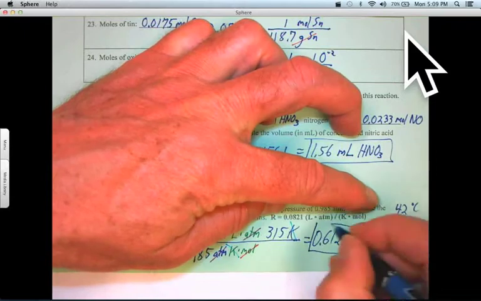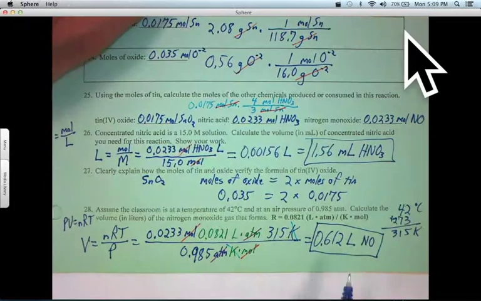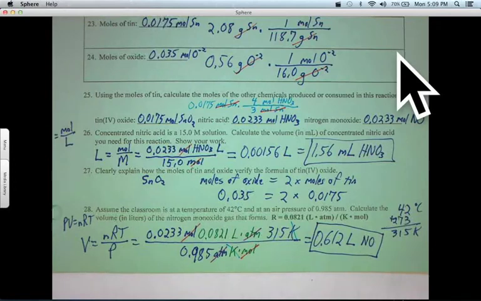And there's our answer. If you got a slightly different answer, it's probably because you rounded an intermediate result. You should not round intermediate results. And that's our answer, and that's our review of stoichiometry.